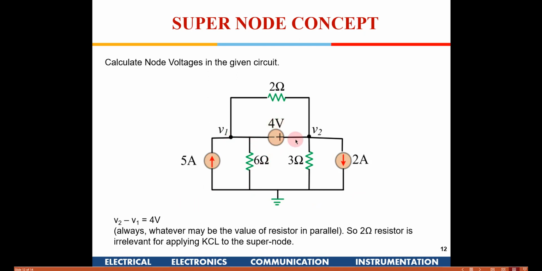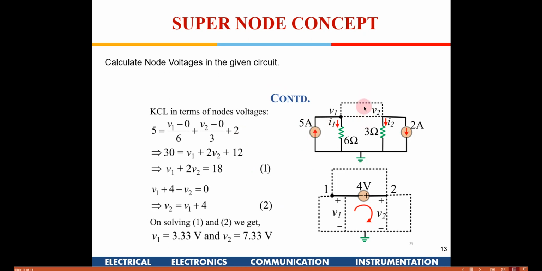It says V1 and V2, irrespective of the current which is flowing in 2 ohms, it will be 4 volt. So we are going to remove both these branches, everything. We have removed the voltage source between V1 and V2, and also the resistance between V1 and V2, and then we write the nodal current. So 5, which is the current going into the node, is equal to V1 minus 0 divided by 6 ohms, because the potential here is V1.